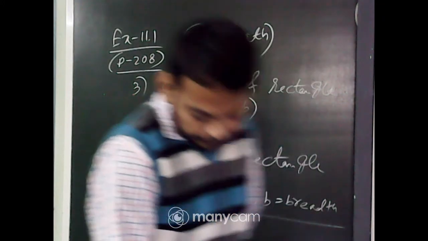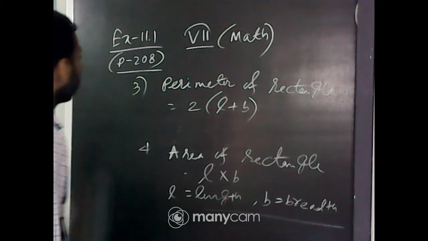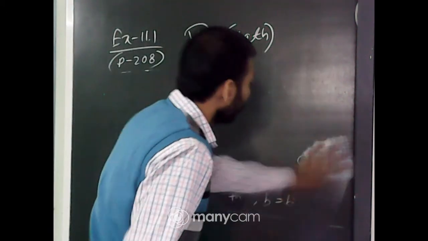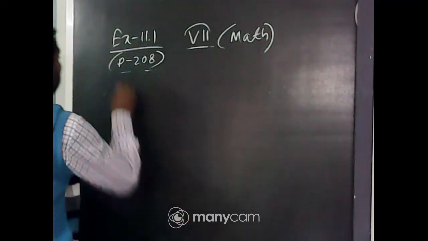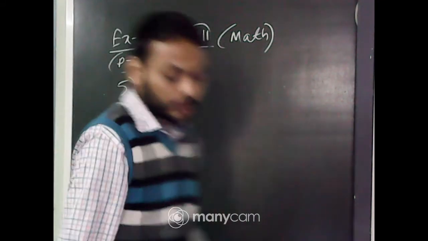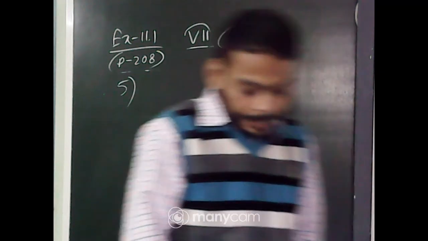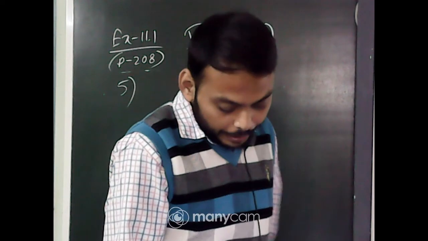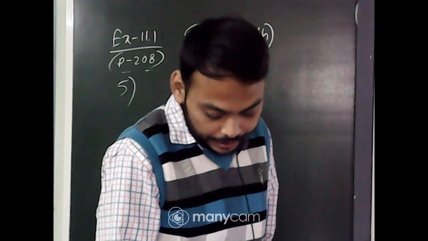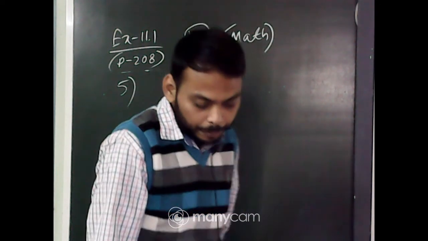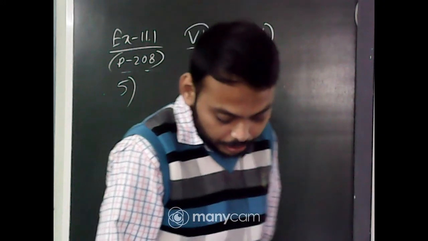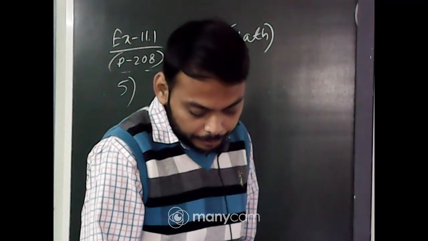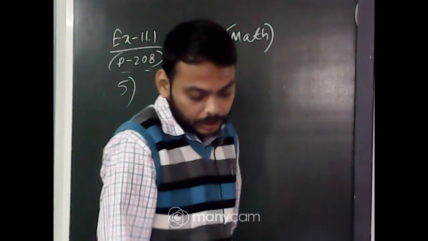Okay. So now let's move on to question number 5. I am erasing the formulas. I think you all know the formula. So all of you go through problem number 5, page number 208, exercise number 11.1. The area of square park is the same as the rectangular park. If the side of the square park is 60 meter, length of the rectangular park is 90 meter, find the breadth of the rectangular park.